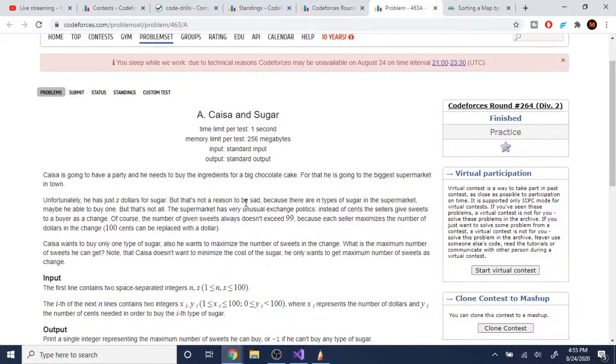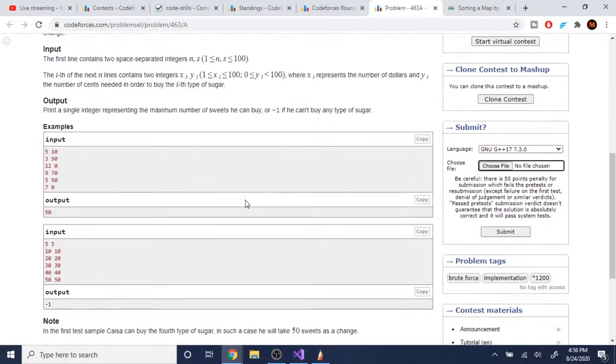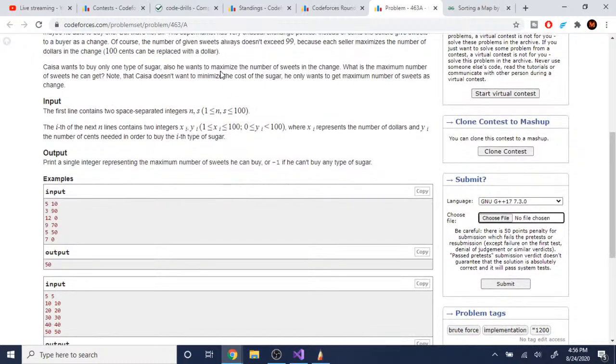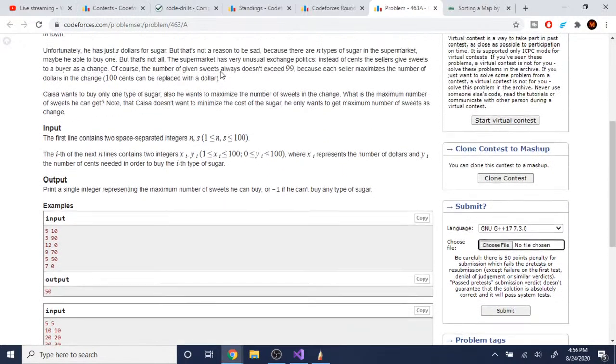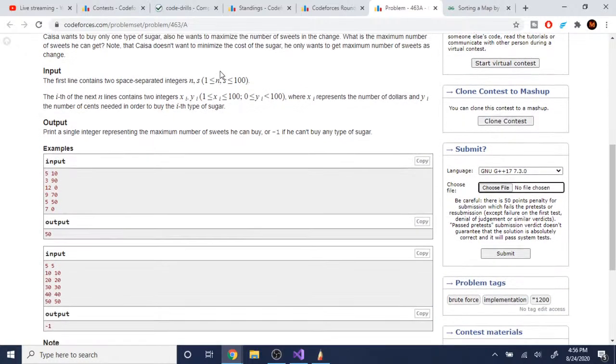So we need some ingredients. He's going to create a supermarket. Unfortunately, there's only S dollars for sugar. That's not a reason to be sad. There are N types of sugar. He wants to buy one, but not all. So he has, what the heck, unusual politics. Instead of cents, you give sweets to buy a change. What? The number of given sweets doesn't exceed 99 because each seller maximizes the number of dollars in the change. I don't know what that means. Okay, well, the tag said brute force, so maybe, what is brute force?